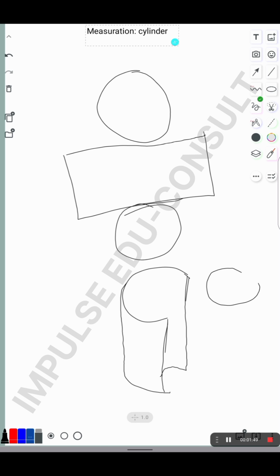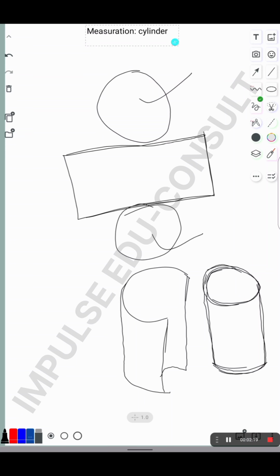you have something like this. Don't mind my drawing. You have something like a tin of milk. Okay? Now don't forget, this is the top and this is the base. This is the curved surface of the cylinder.